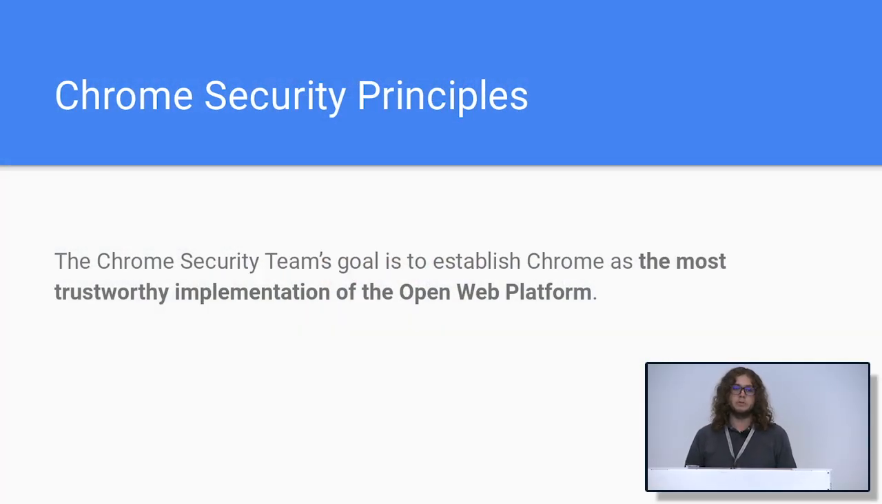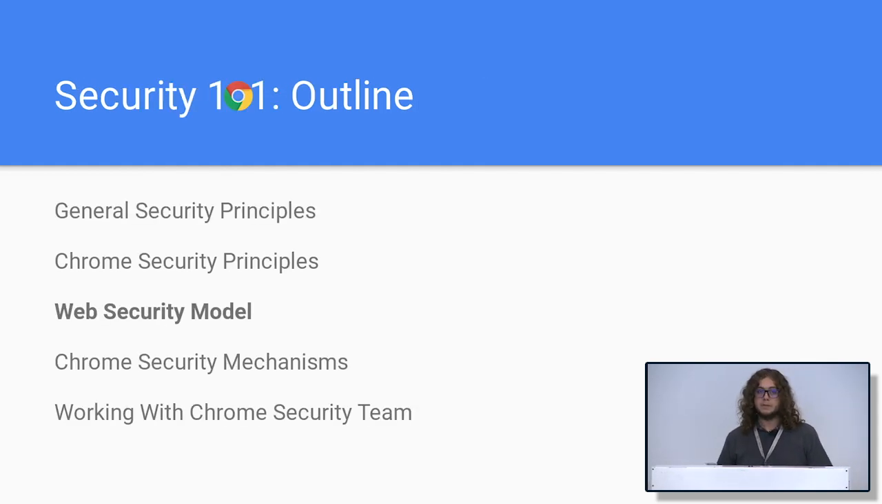Our goal as a security team is to establish Chrome as the most trustworthy implementation of the open web platform. That is, to comply with all the OWP security mechanisms, to implement them correctly, and to try to be the least buggy or the least likely to let attackers harm you. So now that I mentioned the open web platform security mechanisms, I'm going to talk a bit more about those and define the web security model.